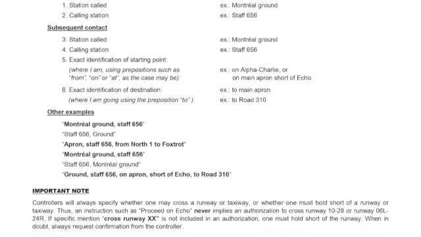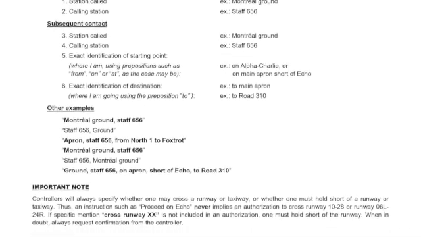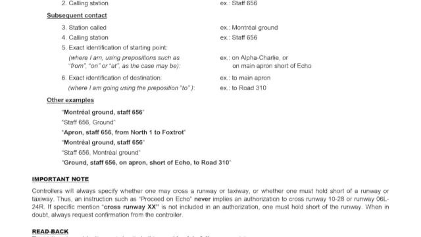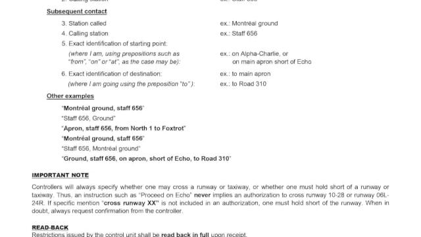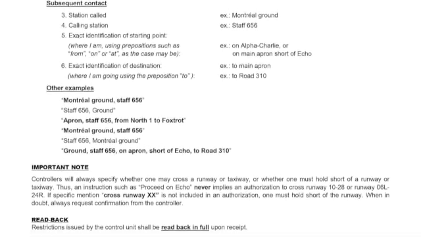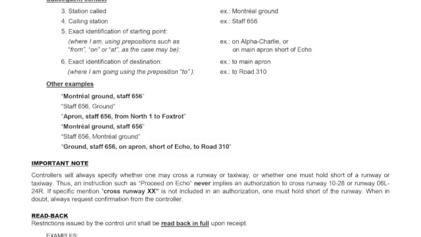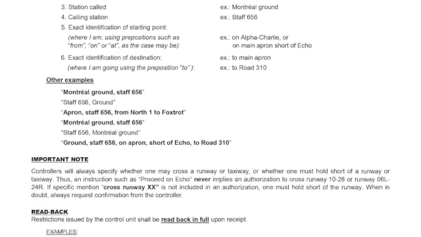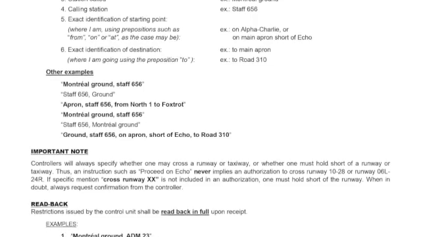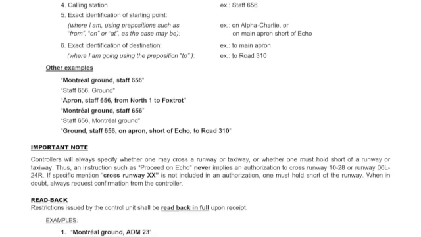Other examples. Montreal ground, Staff 656. Staff 656, ground. Apron, Staff 656, from North 1 to Foxtrot. Montreal ground, Staff 656. Staff 656, Montreal ground. Staff 656, on apron, short of Echo, to road 310.